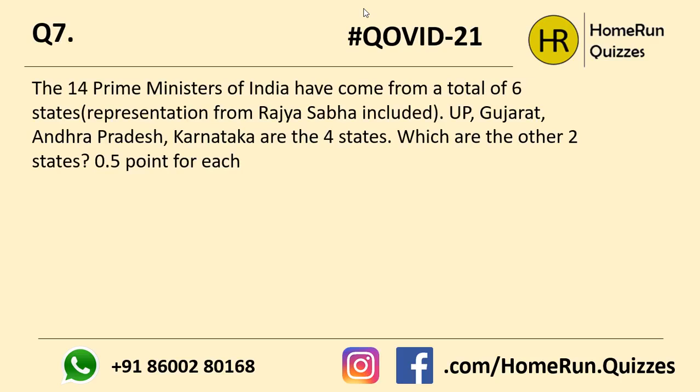Moving on, this question: the 14 prime ministers of India have come from a total of 6 states. Representation of Rajya Sabha included UP, Gujarat, AP, Karnataka are the 4, which are the other 2. Very interesting to know that Manmohan Singh was not a Rajya Sabha MP from Punjab, but from Assam. His constituency is Tezpur. So yes, he's a Rajya Sabha MP from Tezpur, which is Assam, and the other person being I.K. Gujral or Inder Kumar Gujral, who was there from Bihar. His seat was Gaya, and he was from Bihar.